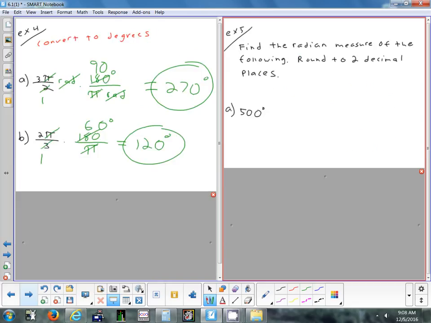Now, notice all the angles I've been working with are multiples of 30 or 45. That's generally when you'll leave it as an exact answer. If they give you an angle that's not a multiple of 30 or 45, they'll probably ask you to round it to 2 places.